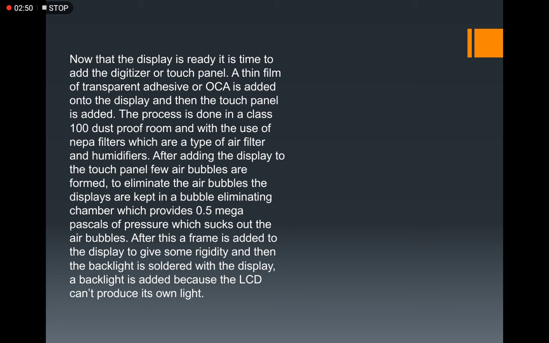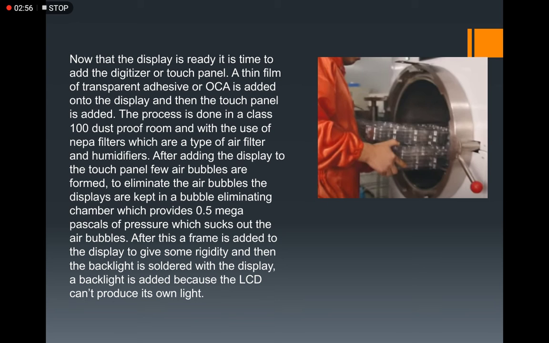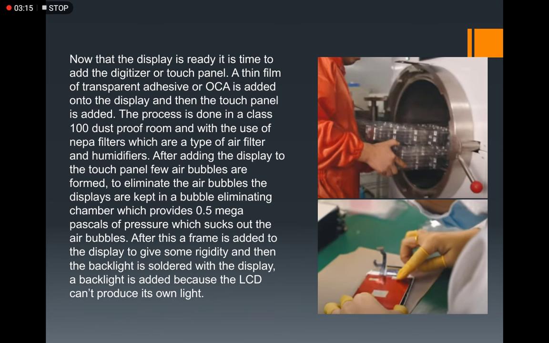After adding the display to the touch panel, a few air bubbles are formed. To eliminate the air bubbles, the displays are kept in a bubble eliminating chamber which provides 0.5 megapascals of pressure, which sucks out all the air bubbles. After this, a frame is added to the display to give some rigidity, and then the backlight is soldered with the display. A light is added because the LCD can't produce its own light.